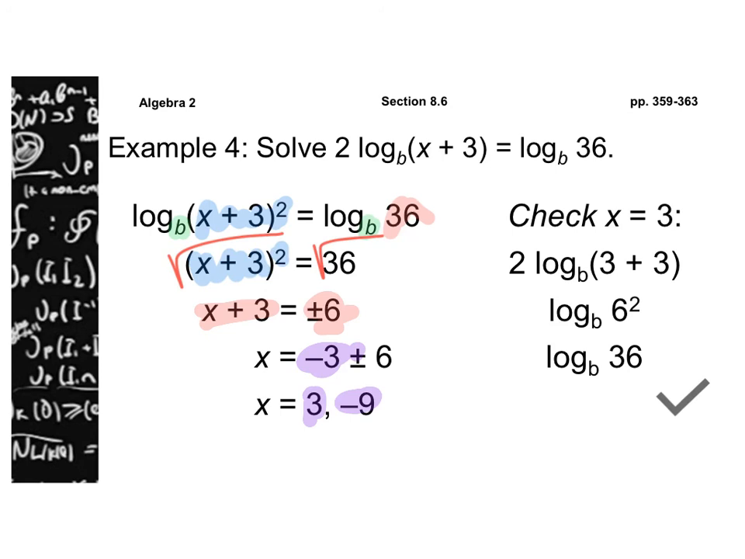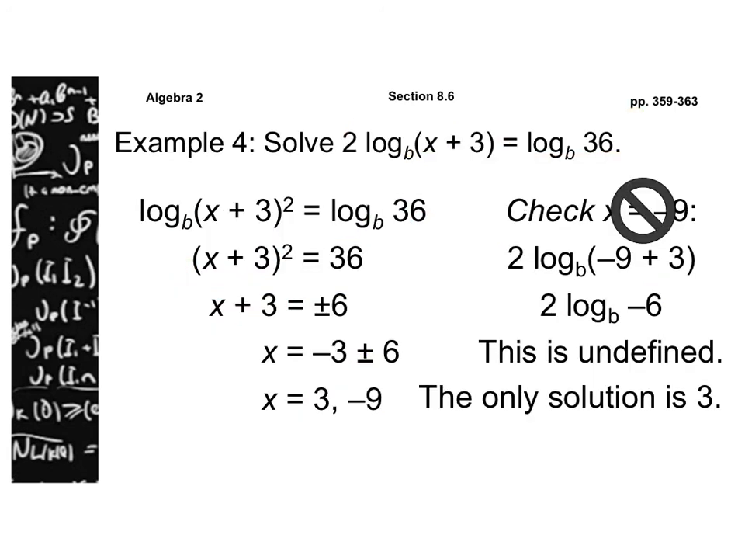So first I'm going to check 3. I plug 3 into, let's see, what color am I going to use? Yellow. I'm going to plug 3 into this part of the problem, see if it can equal that side. Well, if I plug in 3, I get 3 plus 3, which is 6. I bring the 2 up, and I have 6 squared. So I have log base b of 36. Check. It worked.